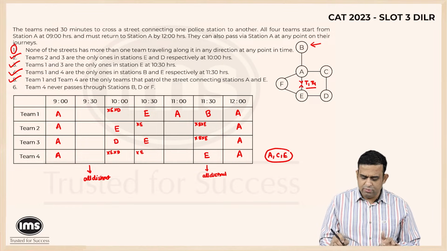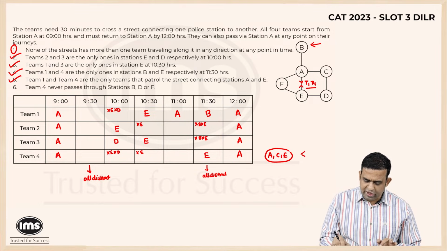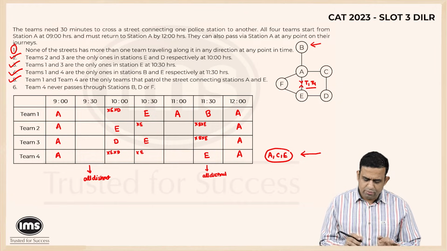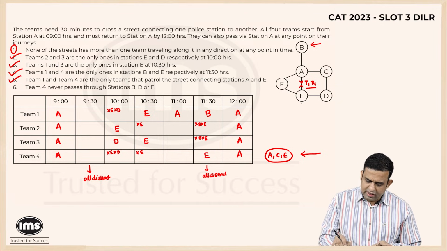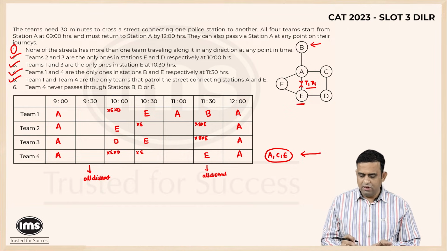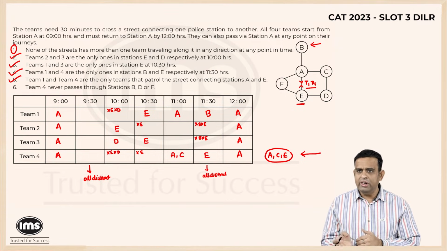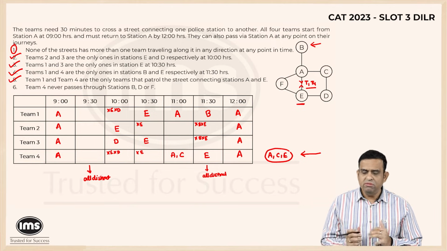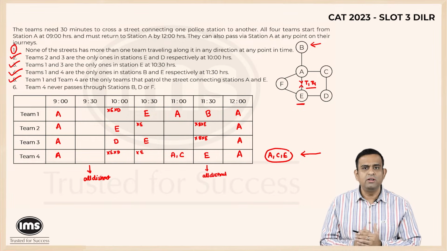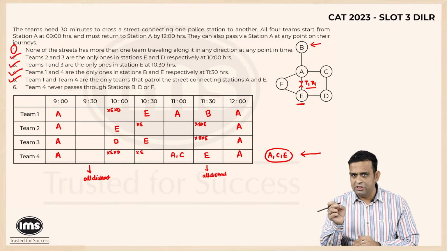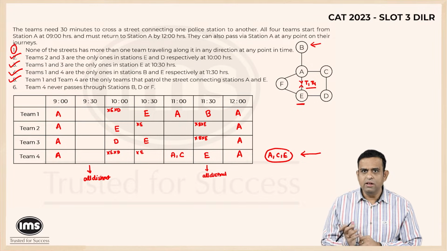Also, team number 4 has only limited choices, which is also going to be very, very critical. So understand, team number 4 at 11:30 was at E. And half an hour earlier, the only possibilities could be A or C. To go from C to E, the time taken by any team is going to be 1 hour, because going from one station to another along the roads takes only 30 minutes.